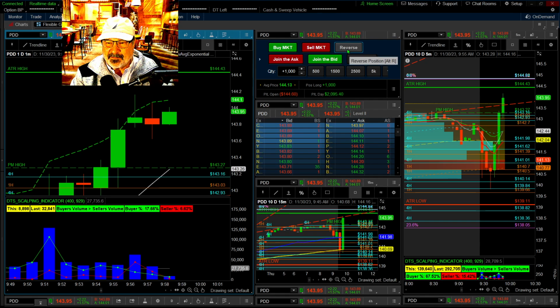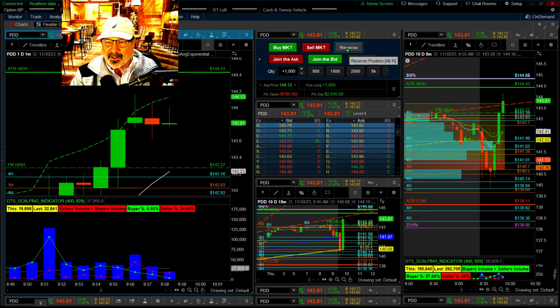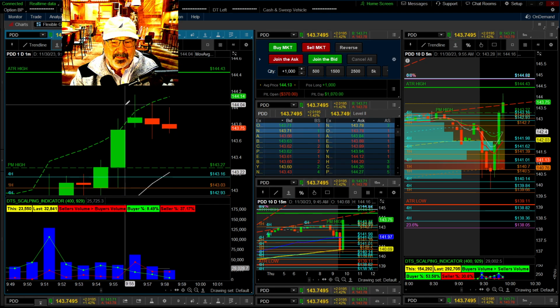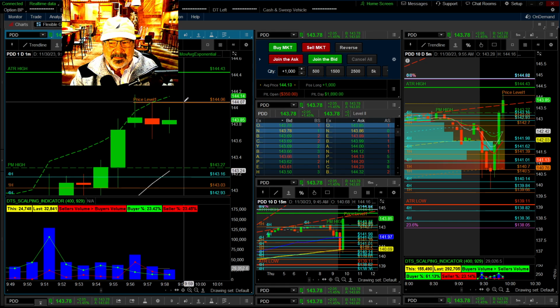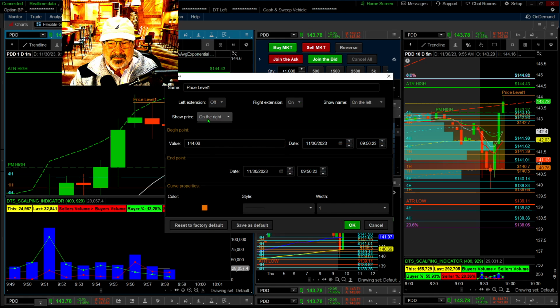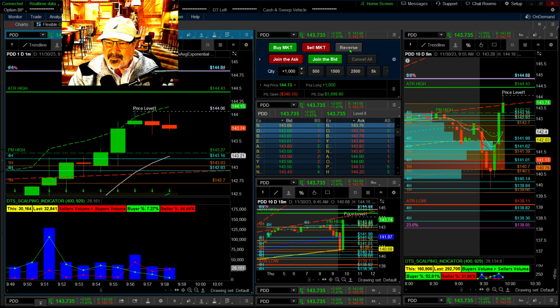If it pops up here high enough where I can maybe get a green trade, it doesn't look like it's going to. It's being stopped at 144, so it's not even getting to the ATR. 144 is a strong ceiling. Oh, man, guys, I can't believe that just happened. Oh, wow. Can't win them all. You can't win them all.